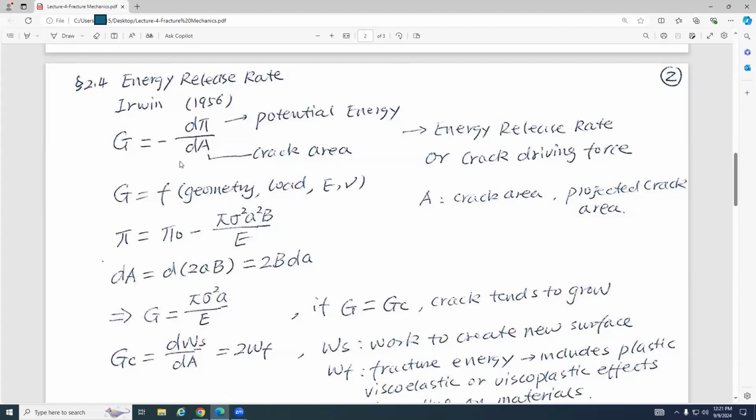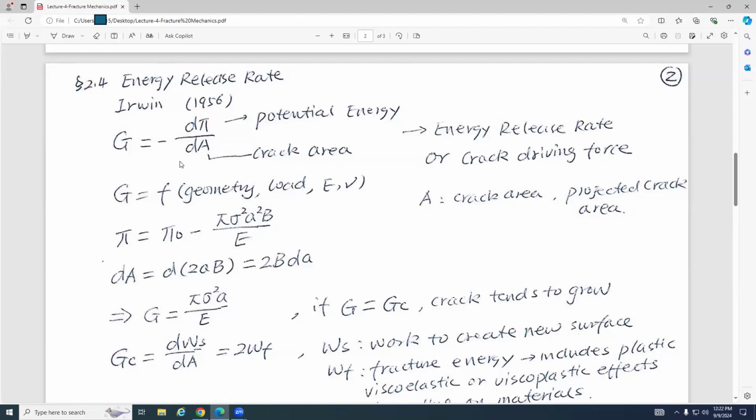Bobby: Is this only for the through-thickness crack right now? Yeah, these are through-thickness. And for the edge crack, we have a here. For the edge crack, we have these kinds of things, and here a is denoted as the crack length. Now, dA equals 2B da.